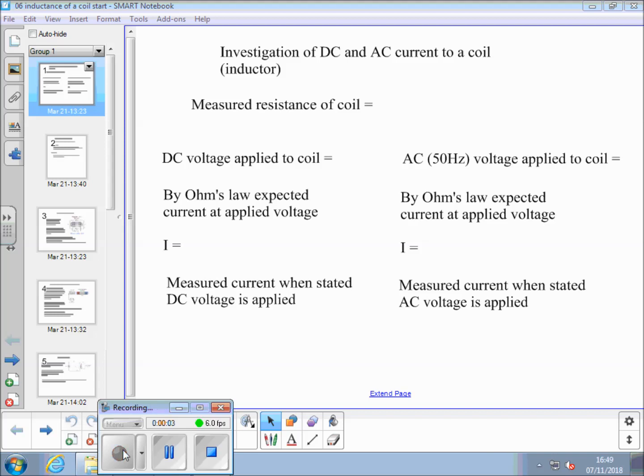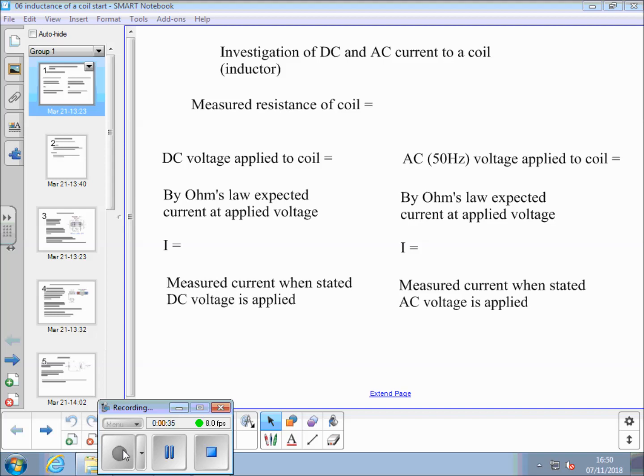This evening we're going to do a little bit of a preamble and an investigation around inductance and coils. We're going to start off by looking at an investigation of DC and AC current into a coil, an inductor. For the benefit of this experiment, I'm just going to use a coil of cable with the ends open. That's an inductor, but it's a coil.